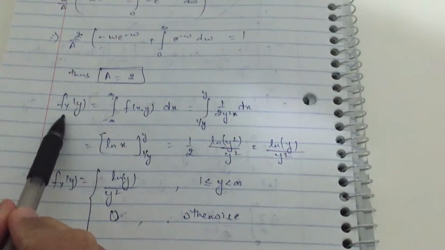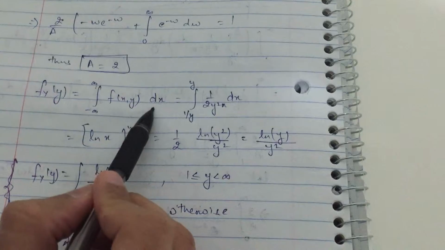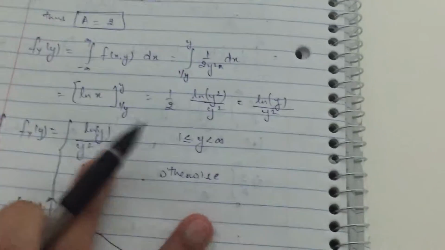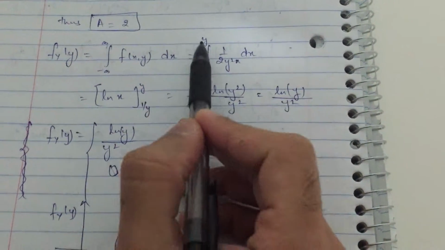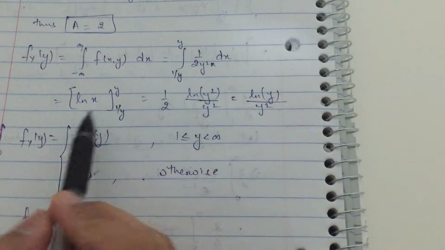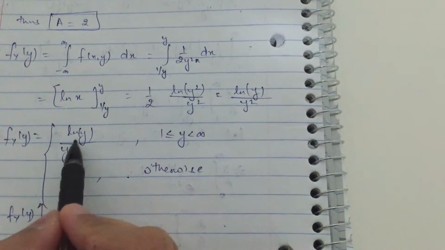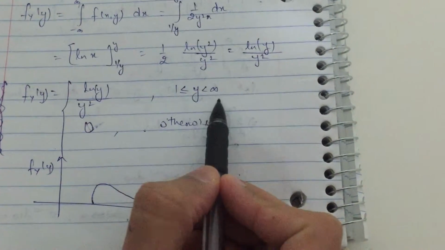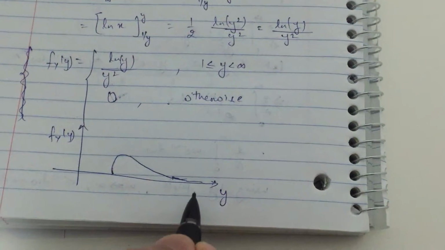So now for finding f_Y of y, we know that the integral from minus infinity to infinity of f(x,y) dx gives us the probability density function of y in terms of y. So just putting those values, the limit becomes from 1 by y to y, 1 by 2y square x dx. So this becomes ln x from 1 by y to y. On solving this, we get ln y by y square for y lying between 1 to infinity and 0 otherwise. So this is the plot for f_Y of y.